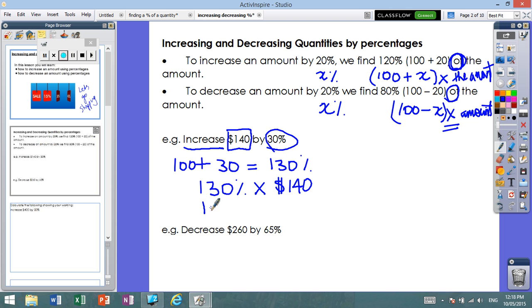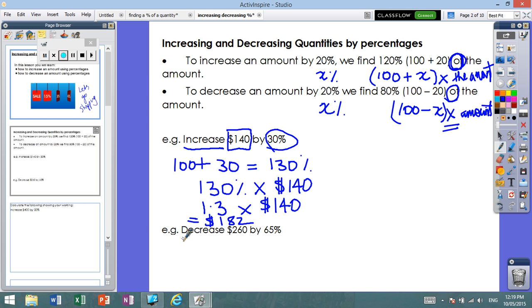Now, of course, whenever we do this, we change it into either a fraction or a decimal. 130% is the same as 1.3. How do we do that? We divide it by 100, and it gives us 1.3 on our calculator. And then we're going to times our 140. Because this is greater than 1, it should be getting bigger. We're increasing from 140, so we want something more than 140. And we get $182. Okay, that makes sense. We've increased 30% from that.